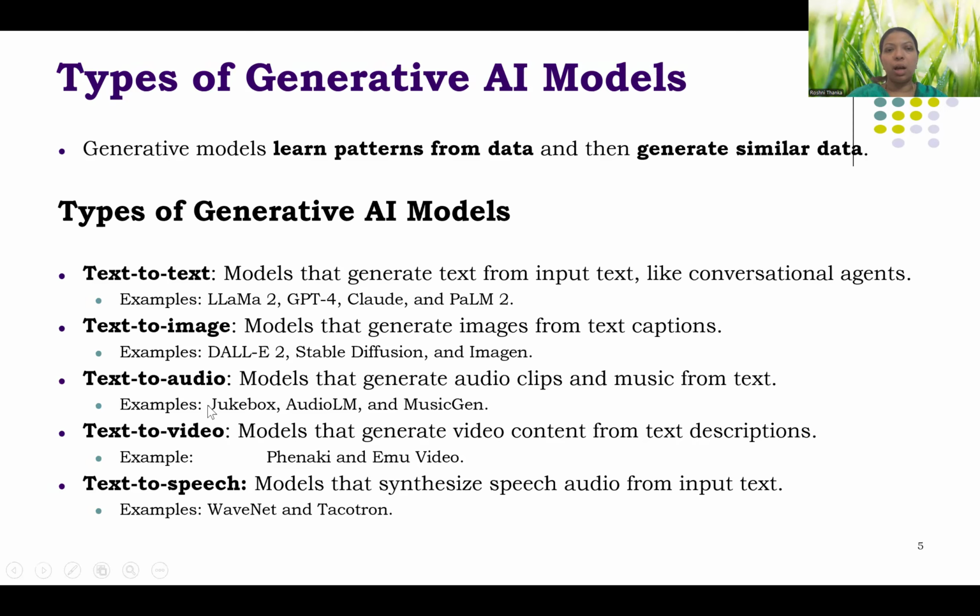Some of the examples are Jukebox, AudioML, MusicGen. All these are examples which could help us to generate audio when I give text as an input. Similar to that, we also have models that are able to generate video content. So that is text to video, and the examples for that are Phenaki and Emu Video.